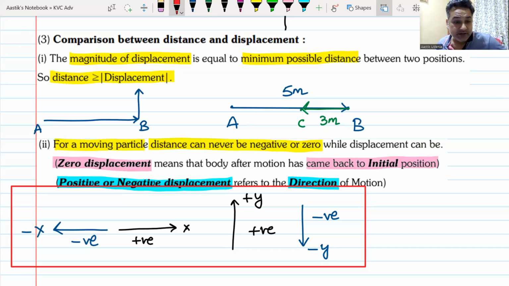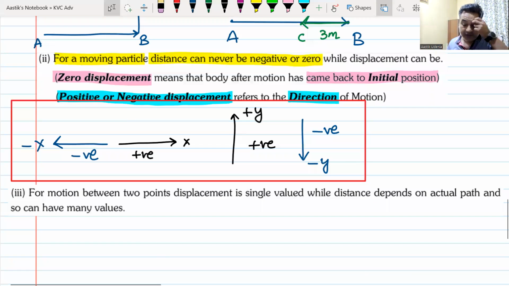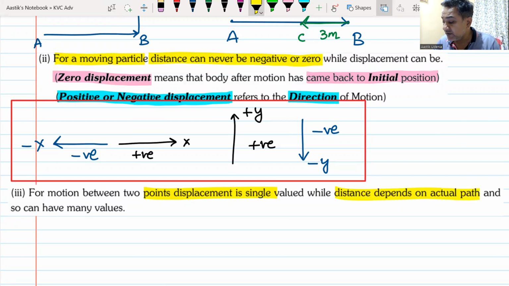Okay. Then comes the next point, and we have already discussed it: for motion between 2 points, displacement is always single and does not depend on the path, but distance depends on the actual path. So if you go in different paths, distance would be different. Yes or no? Yes, sir. We have written it many times. Well done. I hope we are moving at a good pace and we should be able to complete this.